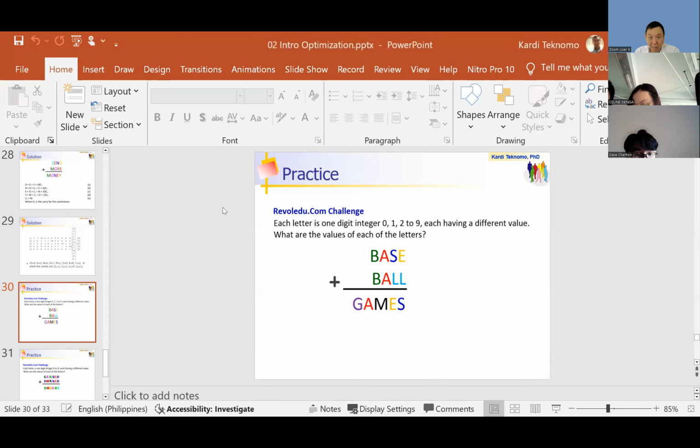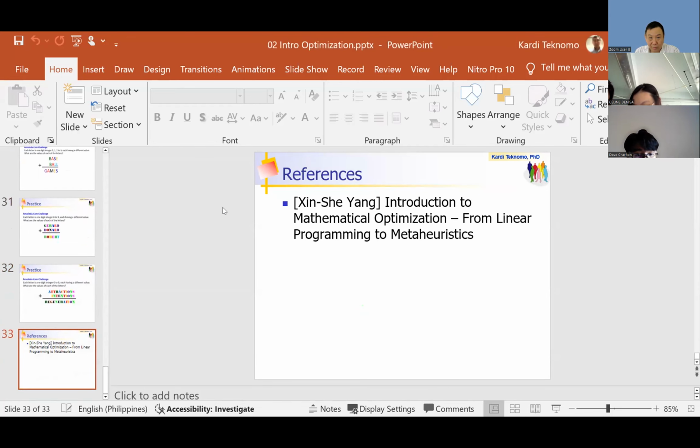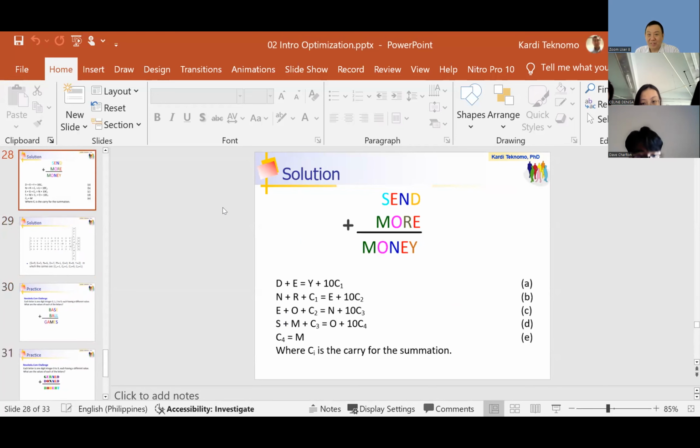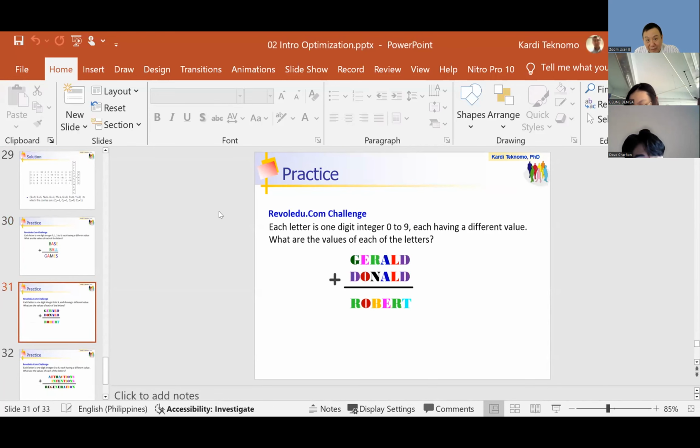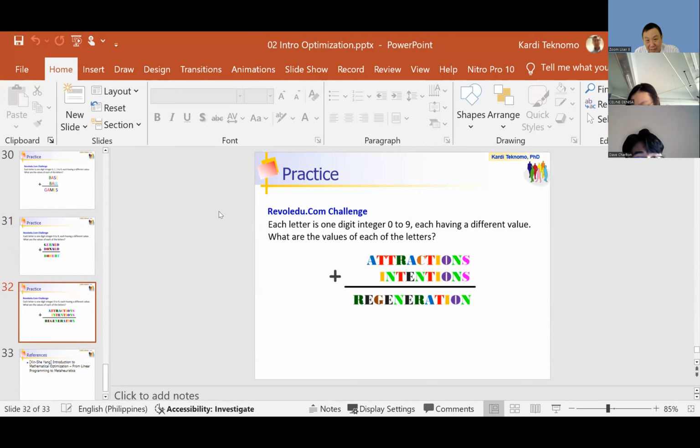I have one, two, three. Oh, okay, four is this one. This one has an answer. So one, SEND + MORE = MONEY, has an answer. Baseball game, no answer. Gerald, Donald, and attraction intention.